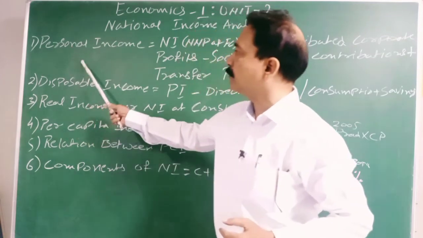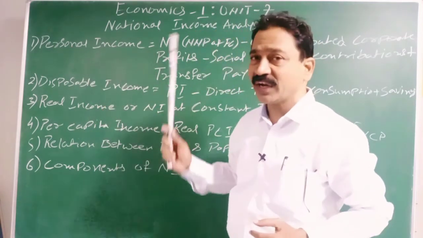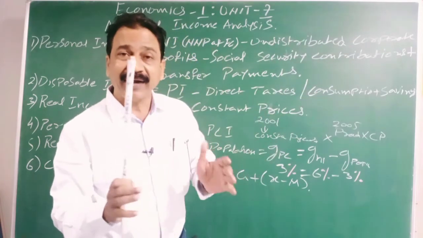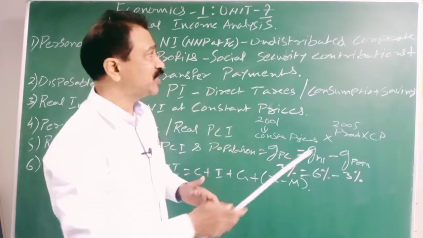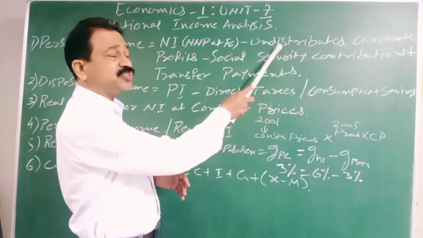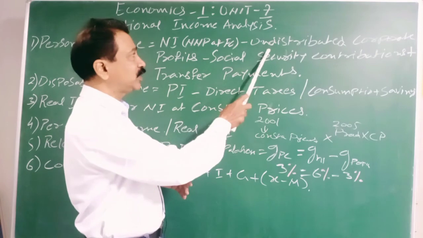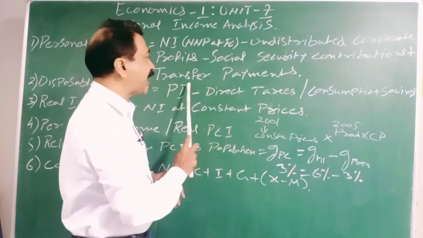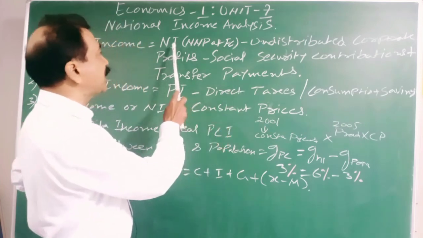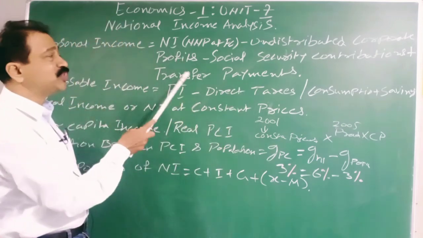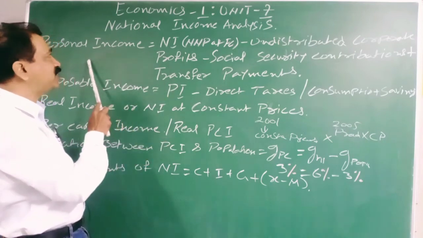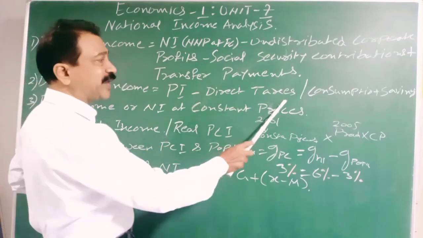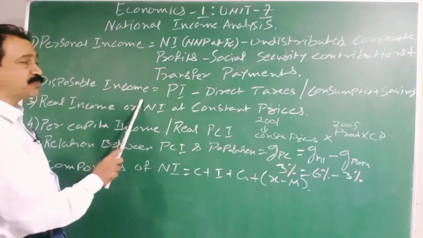Now we will see personal income. Out of total national income, whatever the corporates are hiding or stocking as funds for future utilization, which is not shared by the shareholders, remove that from the national income. And remove social security contributions from the national income and add transfer payments. That is equal to the personal income, which is distributed among the public. If you remove the direct taxes from the personal income, you will get disposable income.